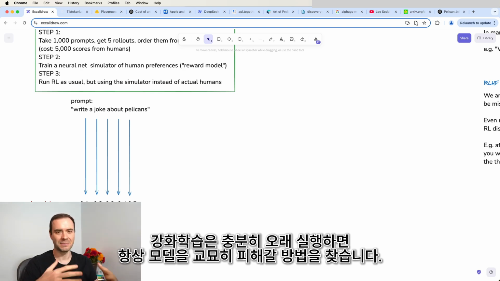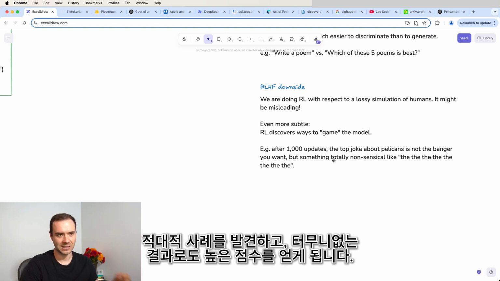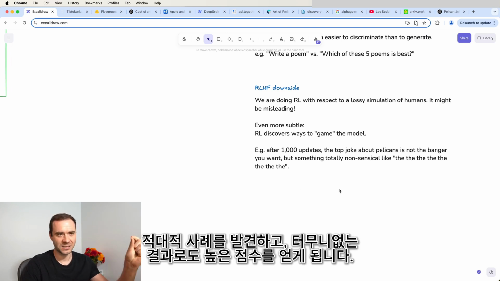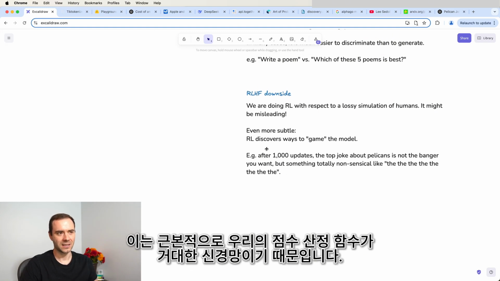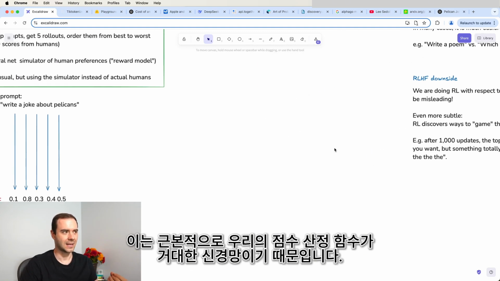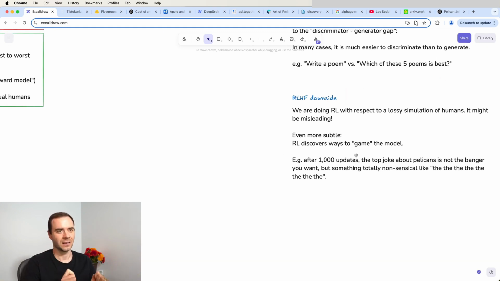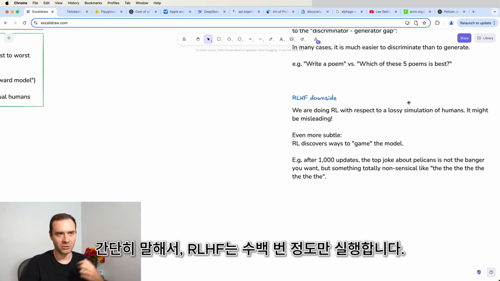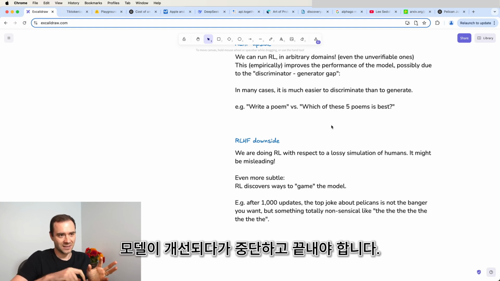You can do this many rounds, and reinforcement learning, if you run it long enough, will always find a way to game the model. It will discover adversarial examples. It will get really high scores with nonsensical results. And fundamentally, this is because our scoring function is a giant neural net, and RL is extremely good at finding ways to trick it. So long story short, you run RLHF for maybe a few hundred updates, the model's getting better, and then you have to crop it, and you are done.